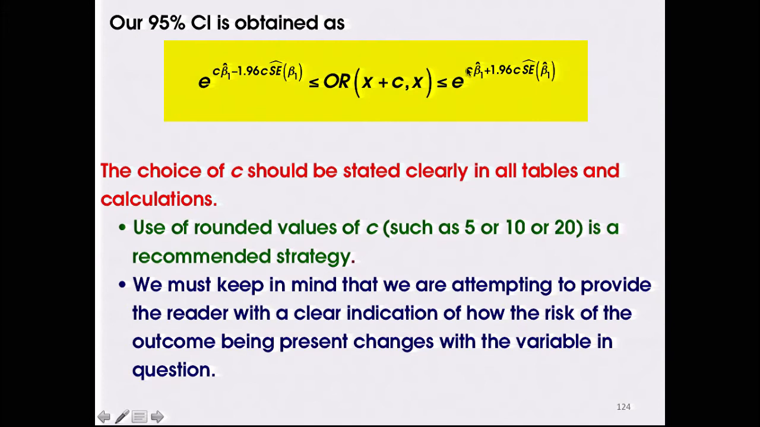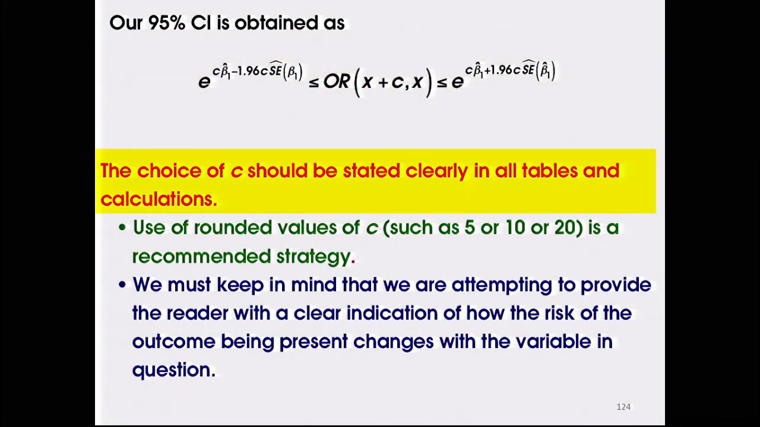confidence interval, you take 10 times the coefficient for age plus or minus 1.96 times 10 times the standard error for age. And that will give you a confidence interval for the odds ratio, and you'll say that someone who's 10 years older than someone else, their odds is between such and such and such and such of greater odds of having the disease.